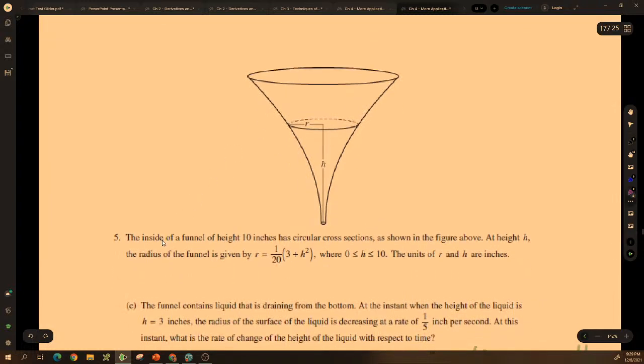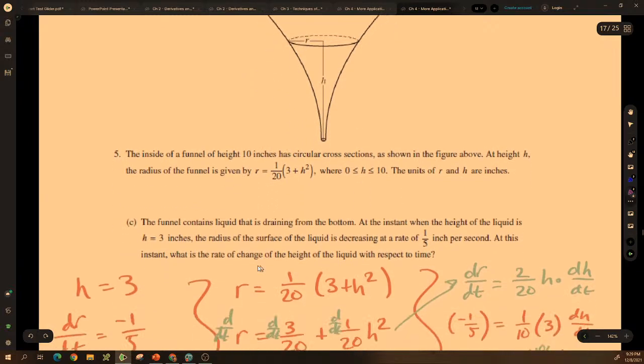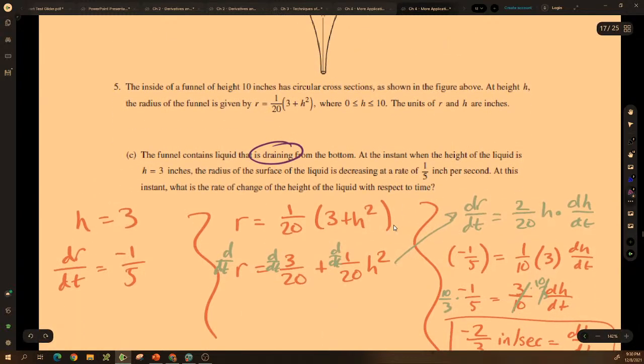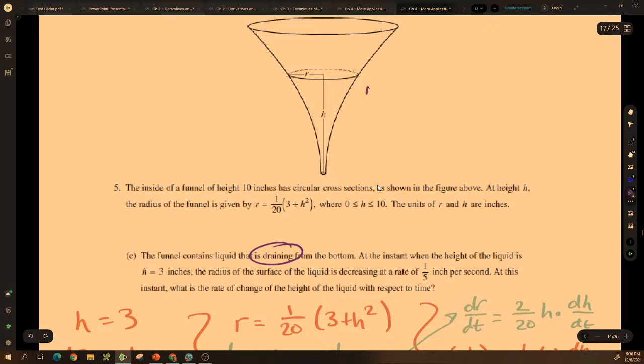So we're given this inside of a funnel. The height is 10. It has these circular cross sections, and at height h, the radius is given by this formula. And they say the funnel contains liquid that is draining from the bottom. Right, so draining, we're thinking that means that the height should be decreasing, right? We should get negative values for dh dt and also probably for dr dt because this would be going down. So that's a good check for you. You want to get a negative value.